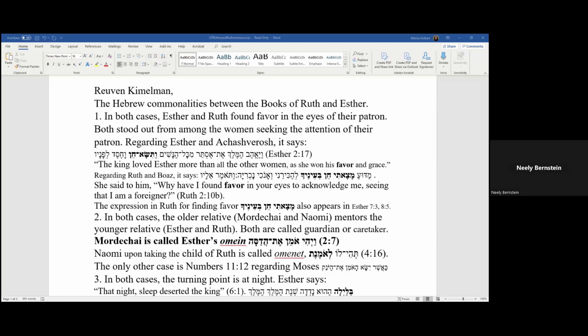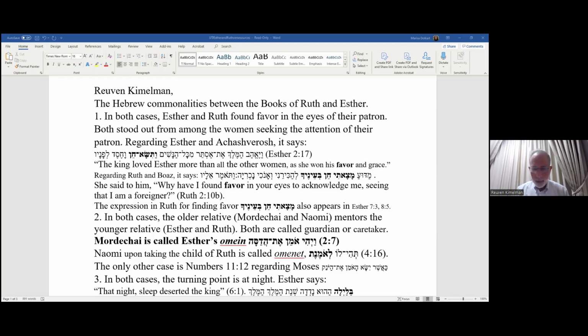What you have in front of you is a list of sources which emphasize the commonalities in Hebrew, and we'll go through each one of them, pointing out the similarities and differences between the book of Ruth and the book of Esther. Our topic is, why are the books of Ruth and Esther so much alike?